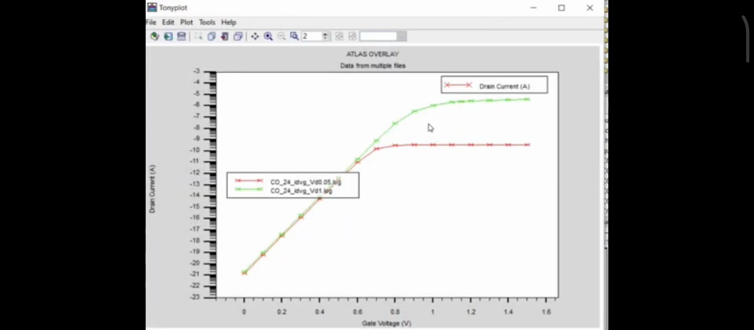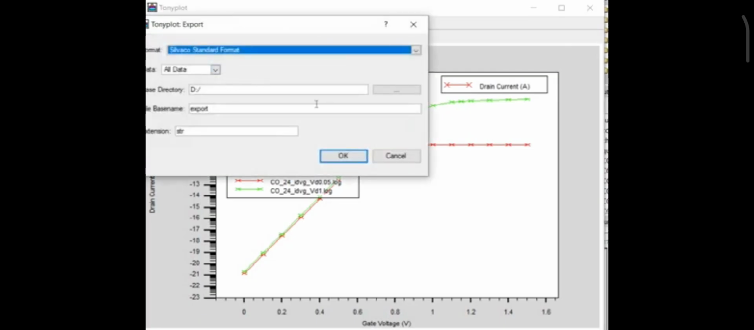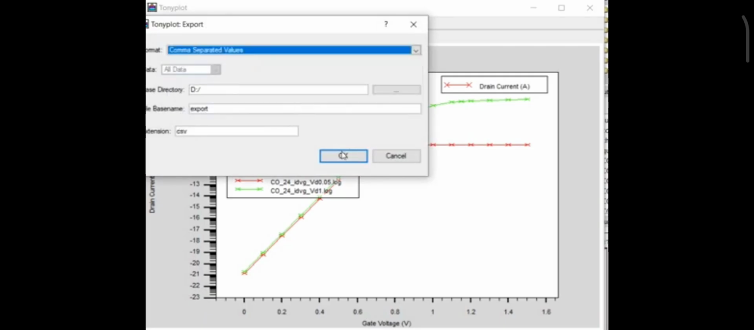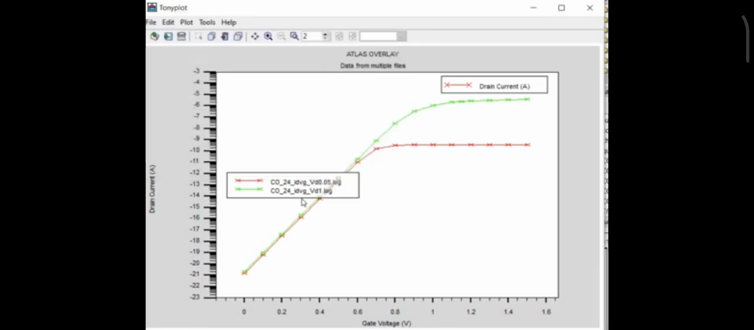If we want to extract this data, go to file, export, save at the D drive, export in CSV format. You will get the data in Excel format. Okay, export succeeded. You can check the on current, off current, threshold voltage, everything from this exported value.